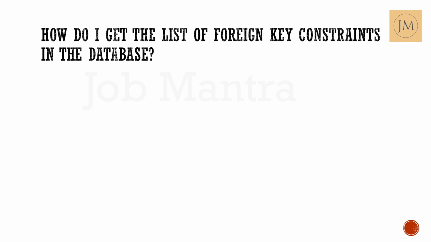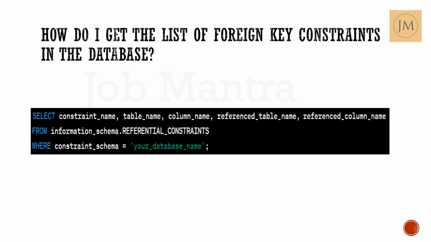How do I get the list of foreign key constraints in the database? To retrieve the information about foreign key constraints, you can query the referential constraints from information schema, and you can put your database name over here to get the list of foreign key constraints.